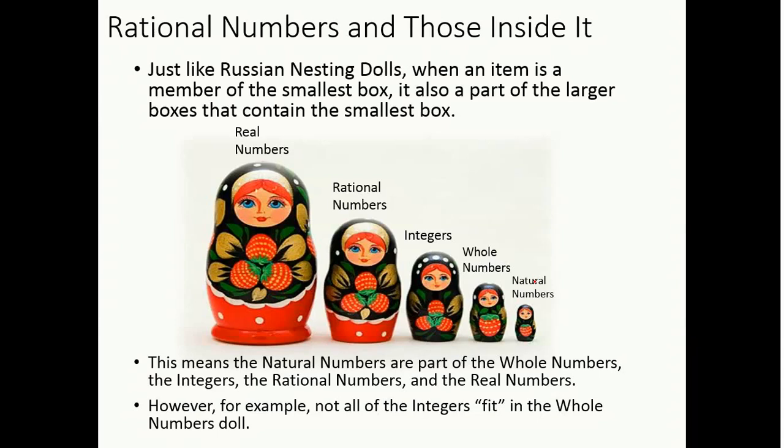The natural numbers are also part of the whole numbers. The whole numbers are then also part of the integers. The integers are part of the rational numbers, and furthermore, part of the real numbers. The real numbers are the big doll in the end. So natural numbers are part of the whole numbers. They're part of the integers, they're part of the rational numbers, and they're part of the real numbers. So think of the natural numbers as the smallest doll possible.